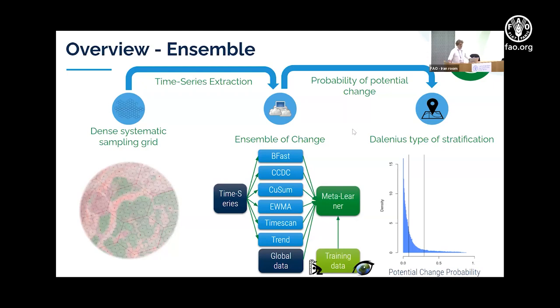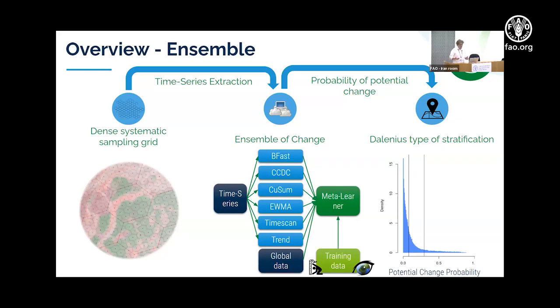And so instead of classifying satellite imagery, we basically classify the output of all of these different algorithms, assuming that some of them are right, some of them are wrong. But as an ensemble, we basically get better results overall. And for this, we use training data either coming from the field or from visual interpretation. Now, when we do this classification, we don't classify different classes. We just have a change and a no change class. And in this way, we can get out a probability of potential change.